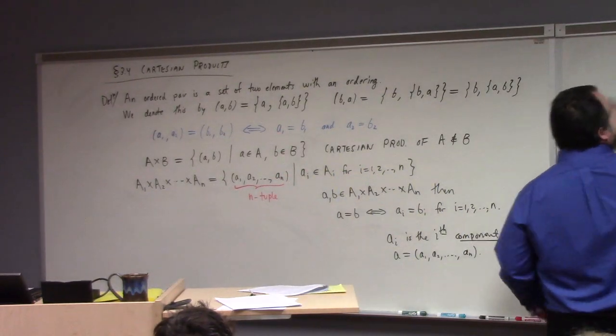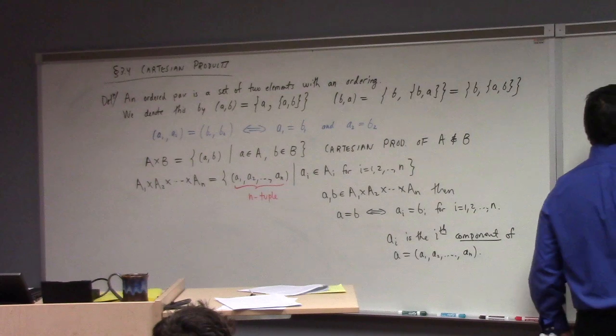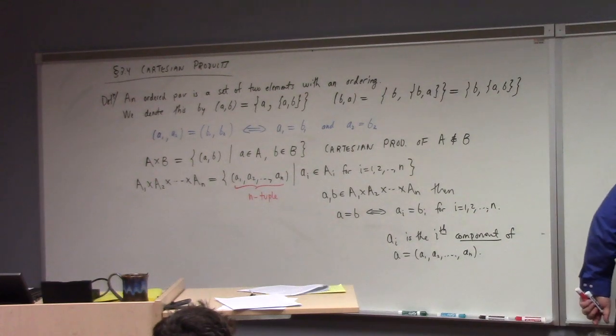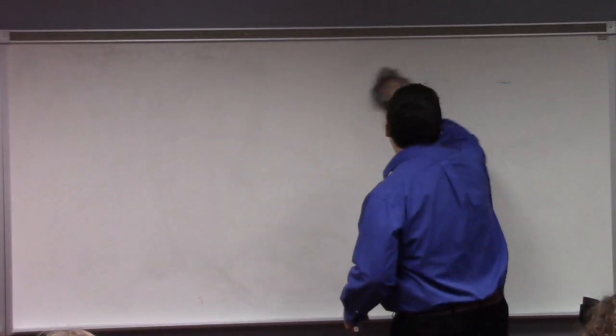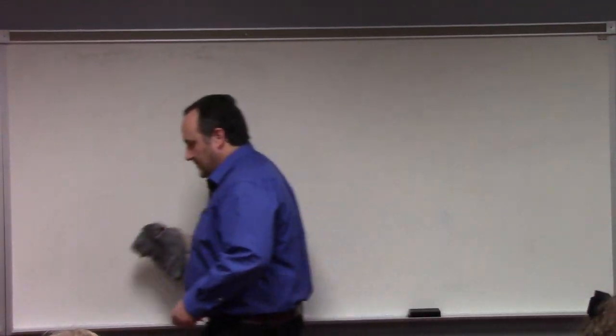So this is Cartesian product. Now, you guys have been using Cartesian product in like calculus, right? You talk about R2, yeah? Talk about R3 perhaps if you've been in Calc 3. Even talk about Rn, right? Rn is the Cartesian product of R with itself n times.